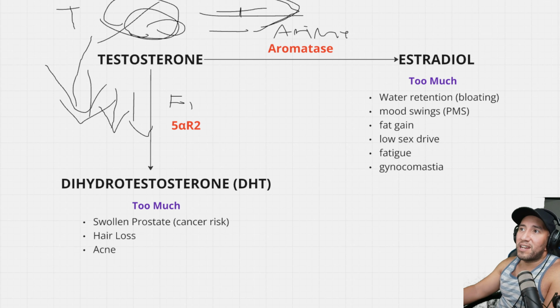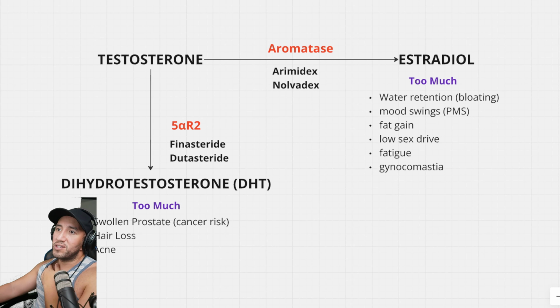But if you start noticing side effects, you can start with one drug for whichever pathway you're getting too many side effects from. And then if you start getting side effects of the other route, you can go ahead and take that. Now for the drugs that will help each route, you have your Arimidex and your Nolvadex at the aromatase enzyme. So this is for your estrogen side effects. Arimidex is usually the number one go-to because it's better systemically. And then you have Nolvadex, which is selective for your breast tissue. So if you have really bad gyno, you can start with Nolvadex and then Arimidex if you just have overall estrogen side effects.